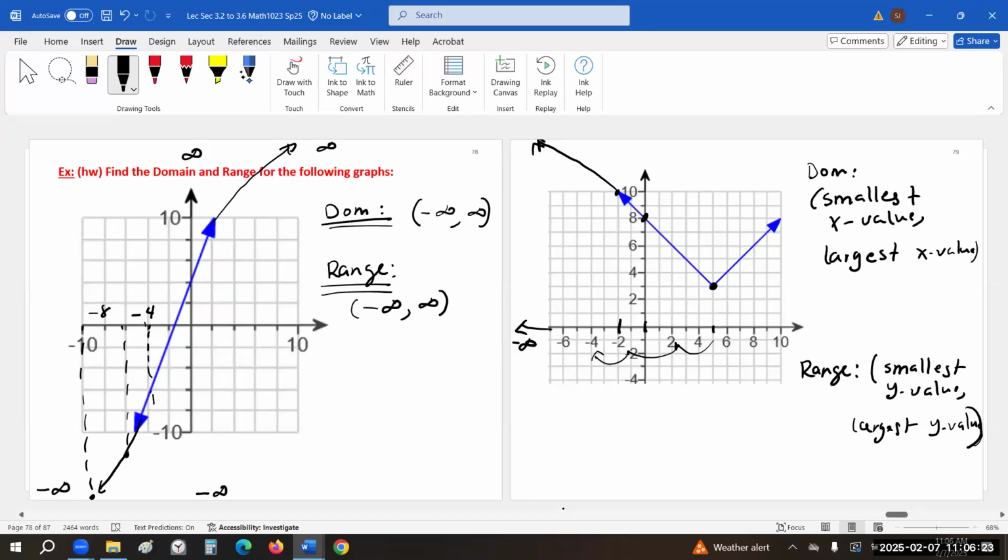Similarly, our right side is also going on forever. So as the graph is going on the right side, what is happening on the x-axis? All the numbers are getting bigger and bigger and bigger. So what is the largest number we have in the x-axis? Positive infinity. Just going on forever. So what's the domain?